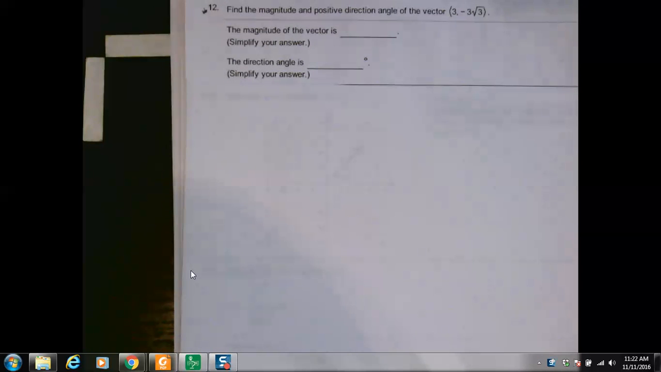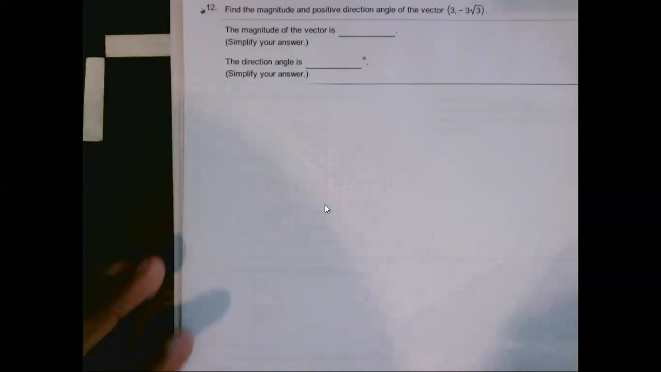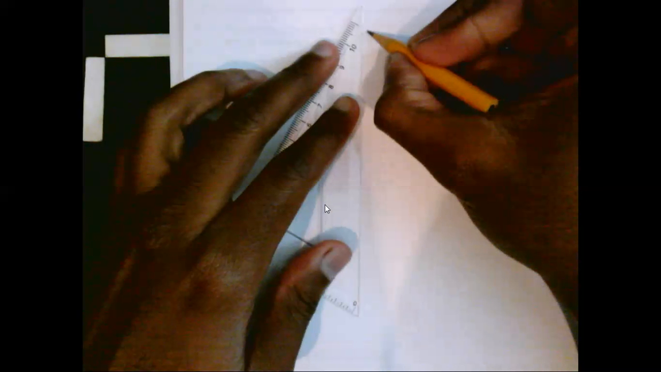So in this problem, we are asked to find the magnitude and the direction, in the positive direction, of the vector 3, negative 3 square root of 3. Whenever you have a vector type of problem, it's always good practice to draw a sketch so that you see what your graph and your vector look like. So let me draw the graph really quick. It doesn't have to be perfect.